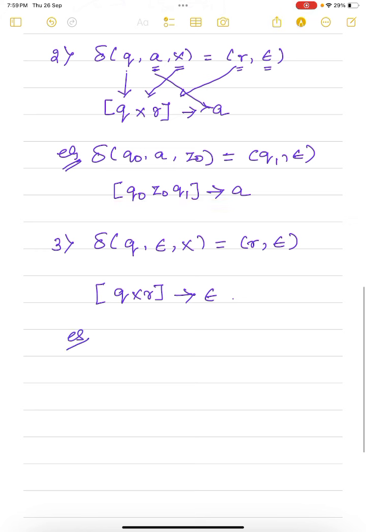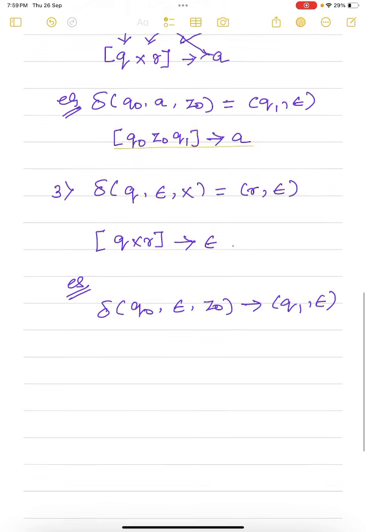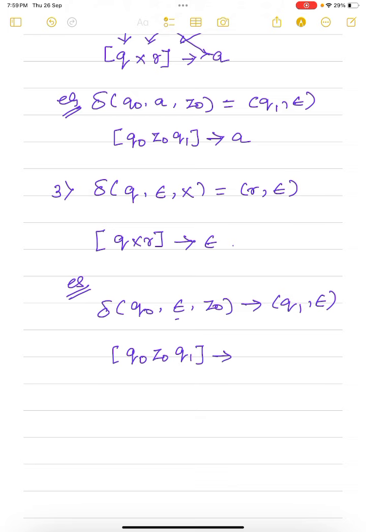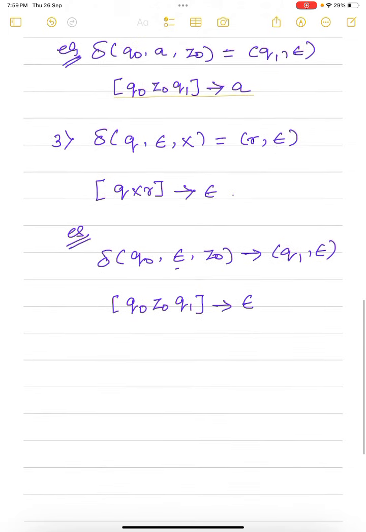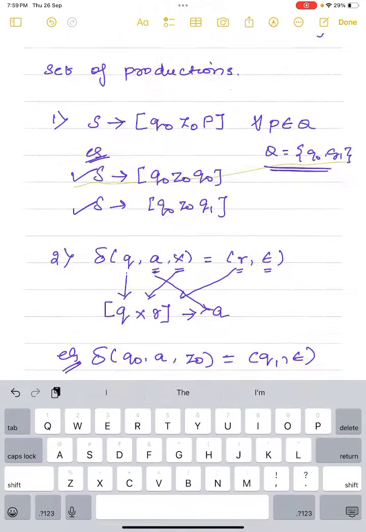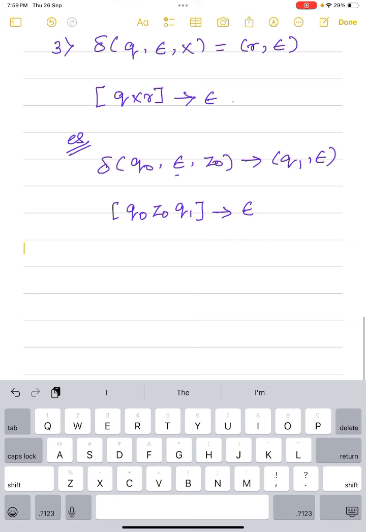Say for example, we will take one production delta of Q0 comma epsilon comma Z0 tending to Q1 comma epsilon. Let us assume you have a production of this form. Here epsilon. Okay. So in that case, Q0 Z0 Q1 tending to epsilon. This is how we need to represent the corresponding production for this transition.